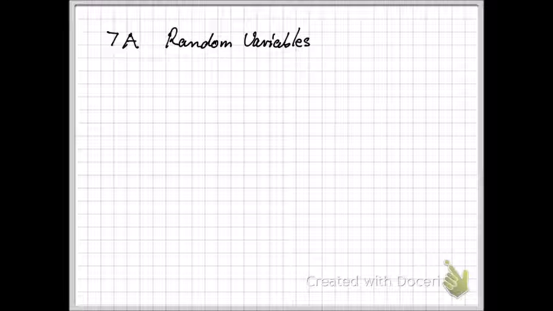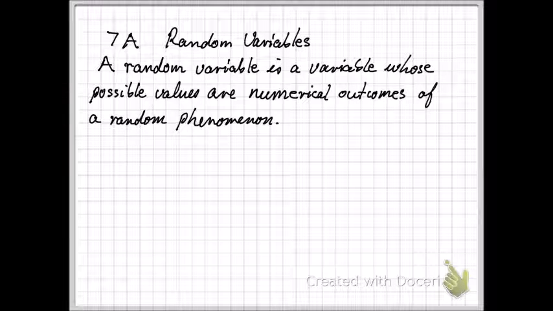Alright, we're looking at random variables. This is in chapter 7, starts at 7a. Okay, so a random variable is a variable whose possible values are the numerical outcomes of a random phenomena.